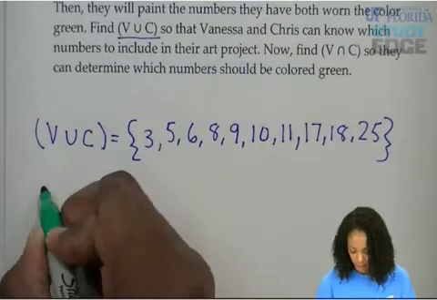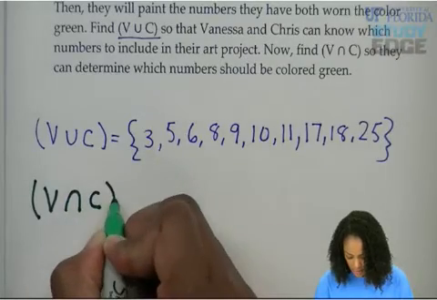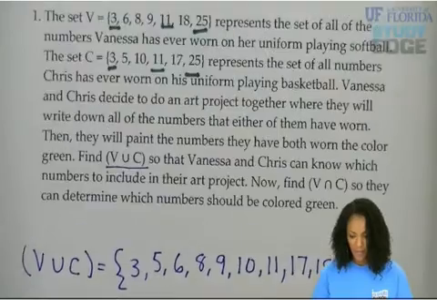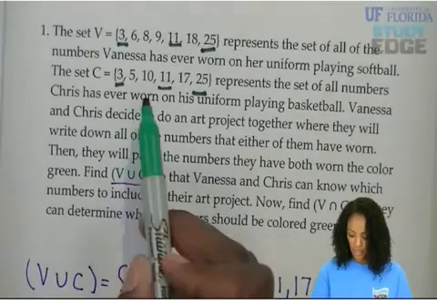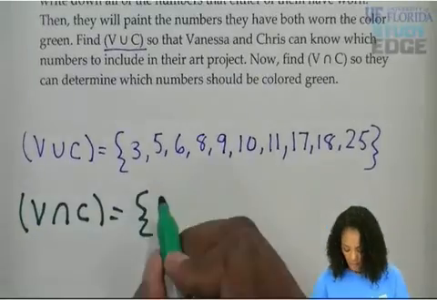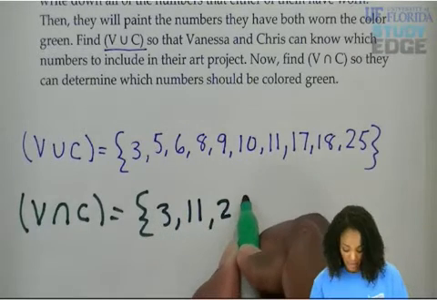So now down here, V intersection C. And let's go back up to the top and see what those numbers were again. So we had 3, 11, and 25. So 3, 11, and 25.